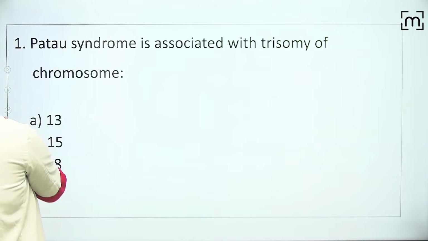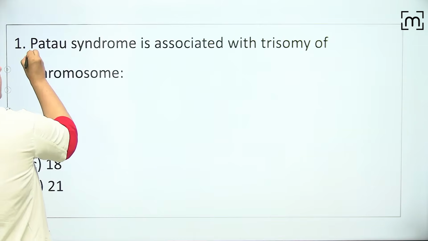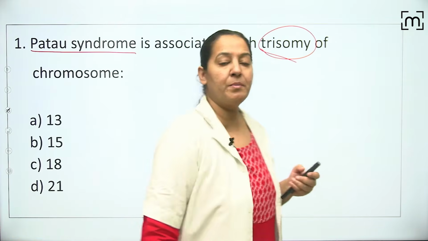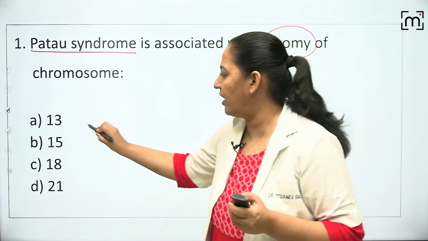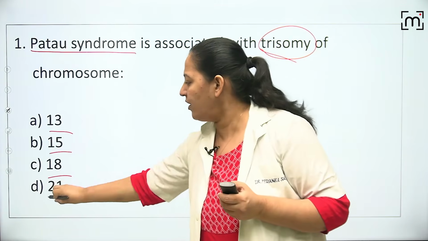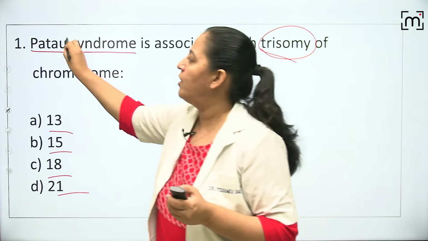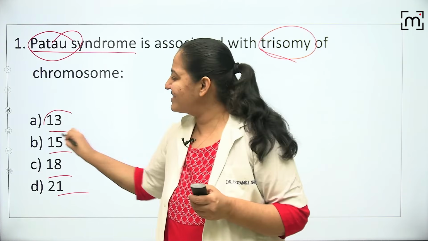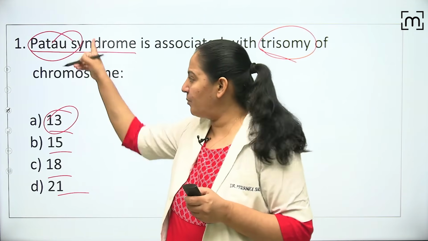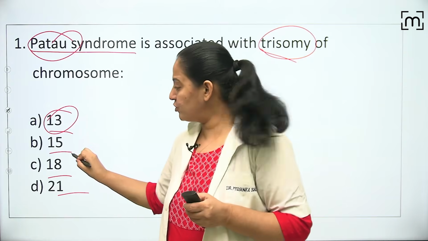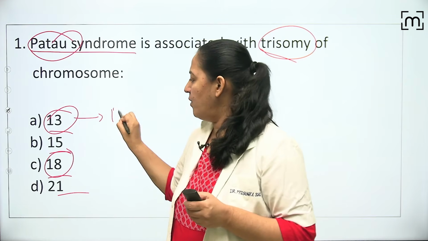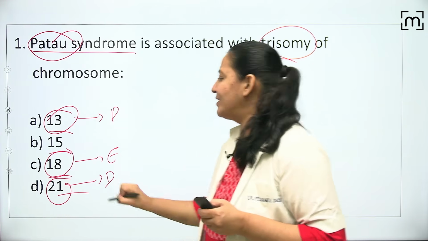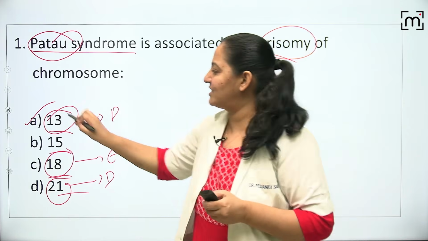So Patau syndrome is associated with trisomy of which chromosome? Trisomy means triplet. Is it triplet of 13, 15, 18 or 21? I'm asking for Patau. So I taught you very well. The correct answer here is 13. Trisomy of 13 is Patau. 18 is Edward. And 21 is Down. You know it well.